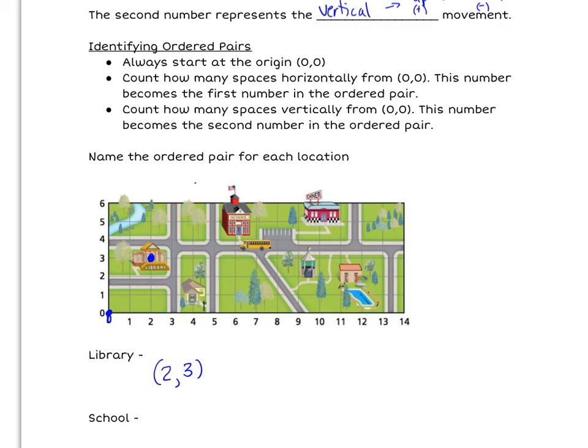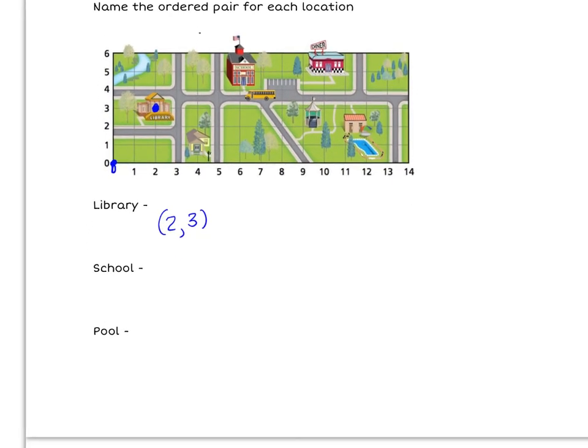You don't have to put the dot on the grid. I'm just putting it on there so you know exactly where we're going. My coordinates for the school are (6, 5) because we went over to 6 and up 5.